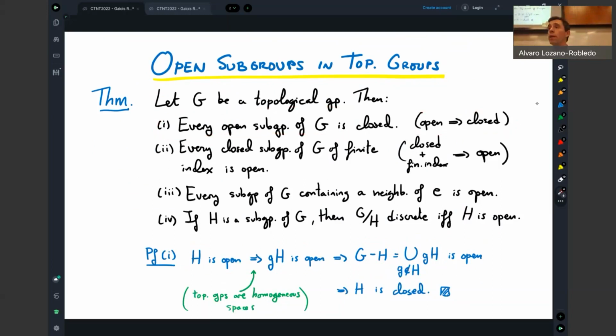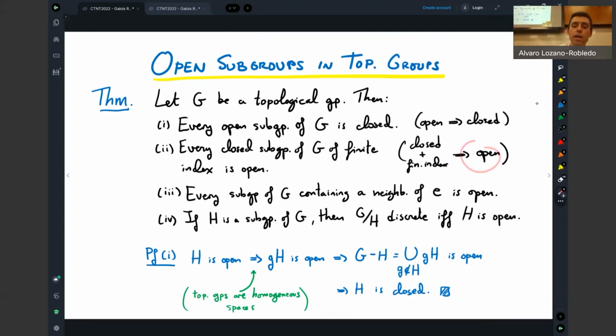Closed does not imply open, but closed of finite index does imply open. Because you can also think in terms of cosets: if it is of finite index, then there are only finitely many such cosets. I can break up my group into finitely many cosets of H, and then an infinite union of closed sets may not be closed, but a finite union of closed sets is closed, and then the complement is open. So you can prove that closed plus finite index is open.